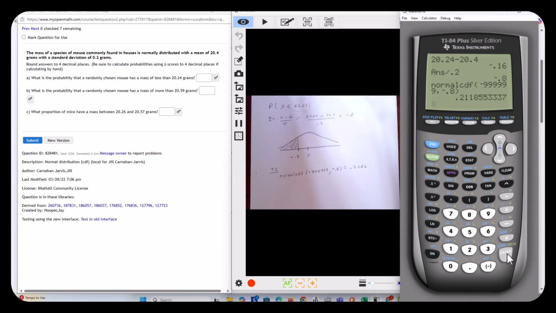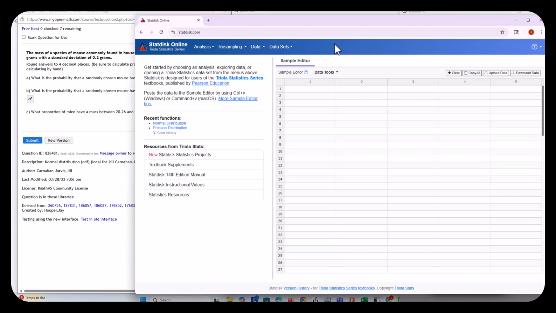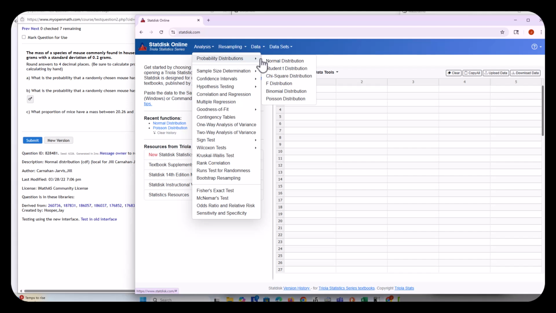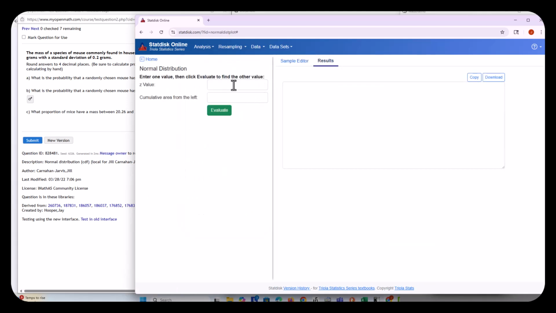Okay. So let's do StatDisk. Analysis, probability distribution, normal. Okay, the z value is negative 0.8, and remember again that if it didn't come out nice like this, you would need to put it in 4 decimal places. And it gives you the cumulative probabilities here. Notice it gives you to the left of it, and it gives you to the right of it. So we want the left of it.